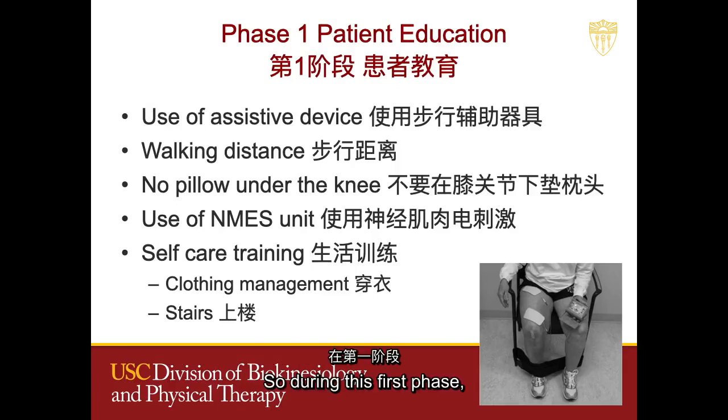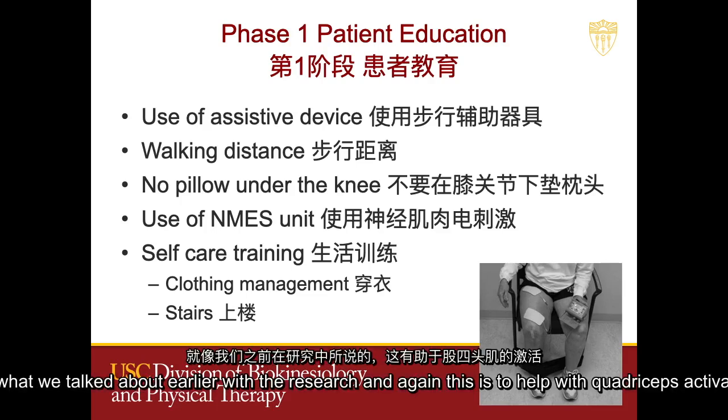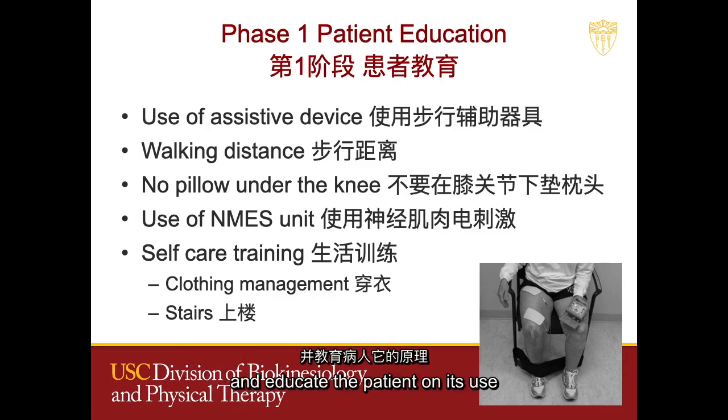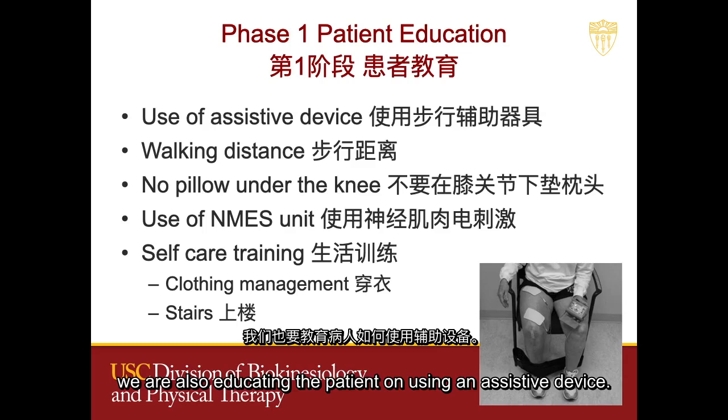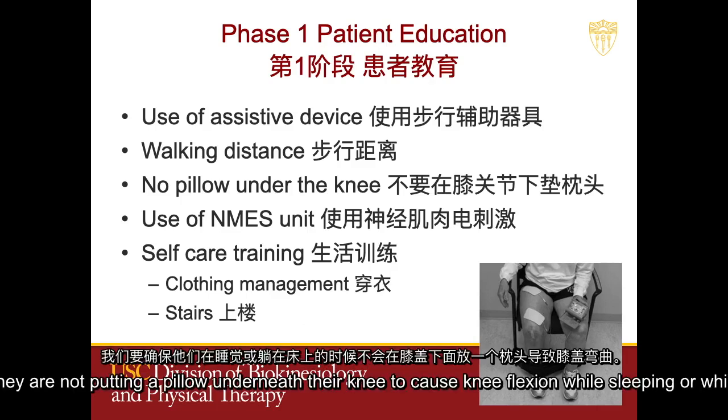So during this first phase, we're hoping we can get our hands on a neuromuscular electric stimulation unit, like what we talked about earlier with the research. And again, this is to help with quadricep activation. So we're hoping that that's something that we can use and educate the patient on its use. We're also educating the patient on using an assisted device, as I said earlier, usually a forward wheel walker. We want to make sure they're not putting a pillow underneath their knee to cause knee flexion while sleeping or while spending time in bed.